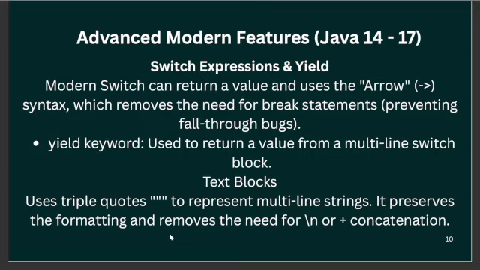The next topic will be advanced modern features of Java 14 and 17. We have multiple features like switch expressions and yield, and text blocks. So let's understand each one of them. The first is the switch expression. A modern switch can return a value and use the arrow syntax, which removes the need for break statements, like we use break after every case. This allows us to remove them, preventing fall-through bugs.